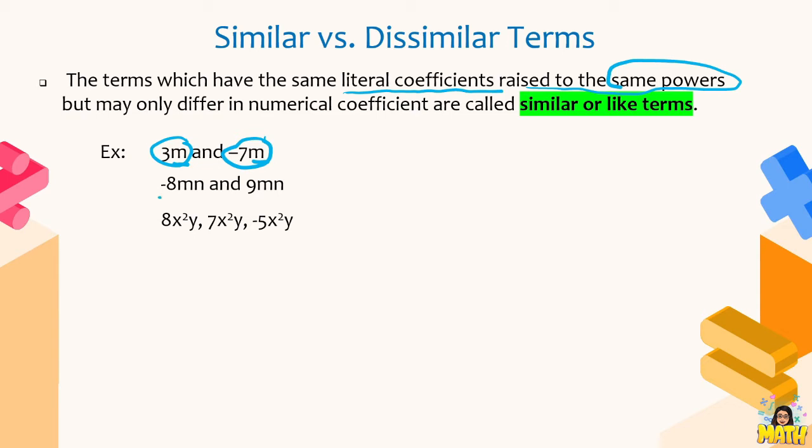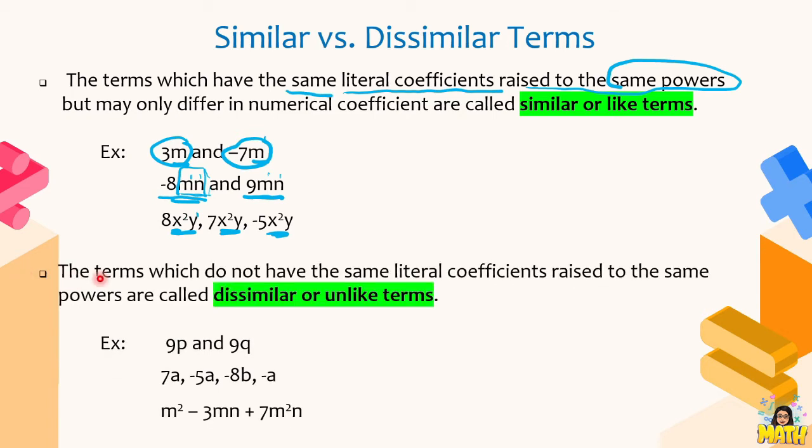Next, negative 8mn and 9mn. So as a term, dapat ma-maintain yung exponent ng dalawang magkatabing variable. So these are similar terms. And then the third example, so as you notice, yung literal coefficient na x and y, and then yung exponent na maintain, it remains the same, 2 and then 1, so that means these are considered like terms.